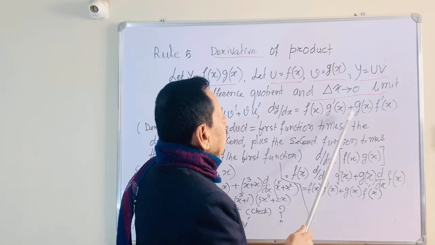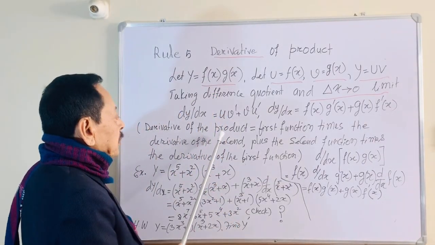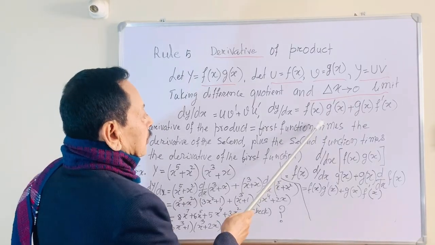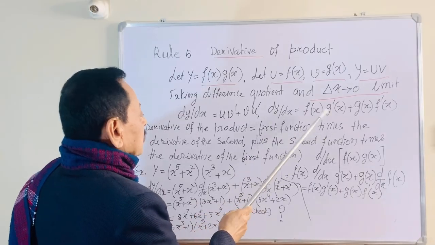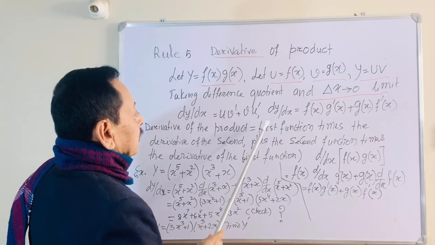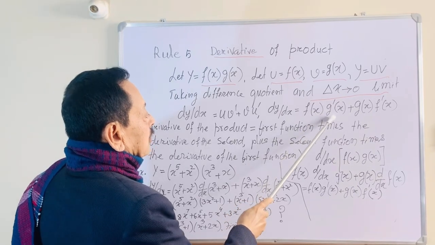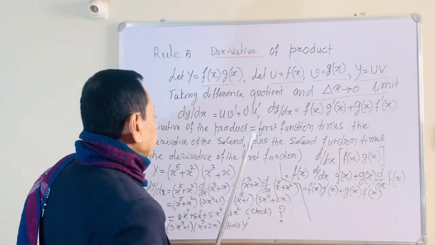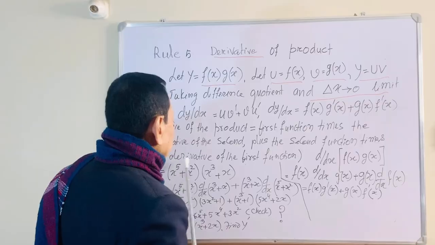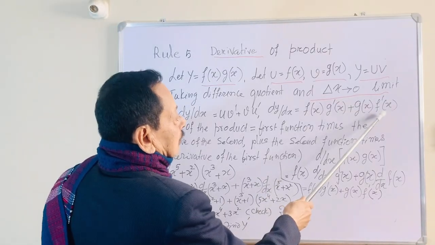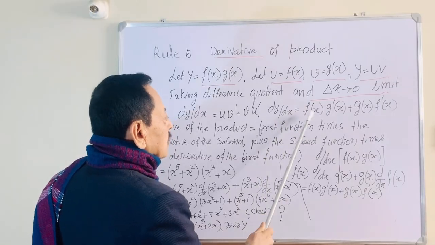So this means if the functions are defined, then the derivative of the product is equal to the first function times the derivative of the second, plus the second function g(x) times the derivative of the first function. So this is the rule.